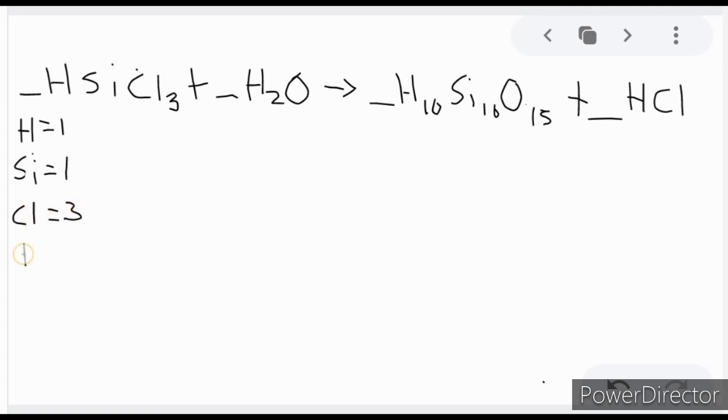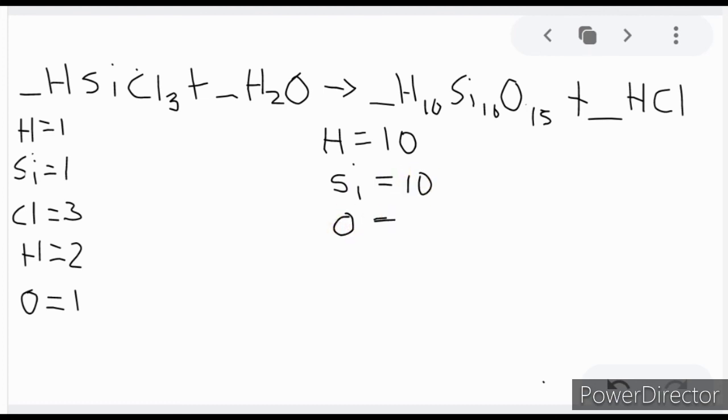Then from the other group, which is H2O, we have H equal to 2 and O equal to 1. Then on the right side of the chemical equation, we have H equal to 10, Si equal to 10, and O equal to 15. And in the other group on the right side, we have H equal to 1 and Cl equal to 1 also.